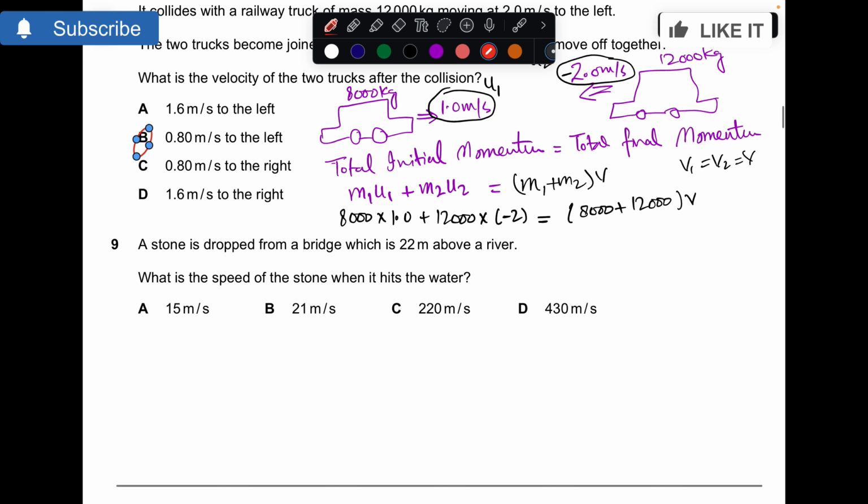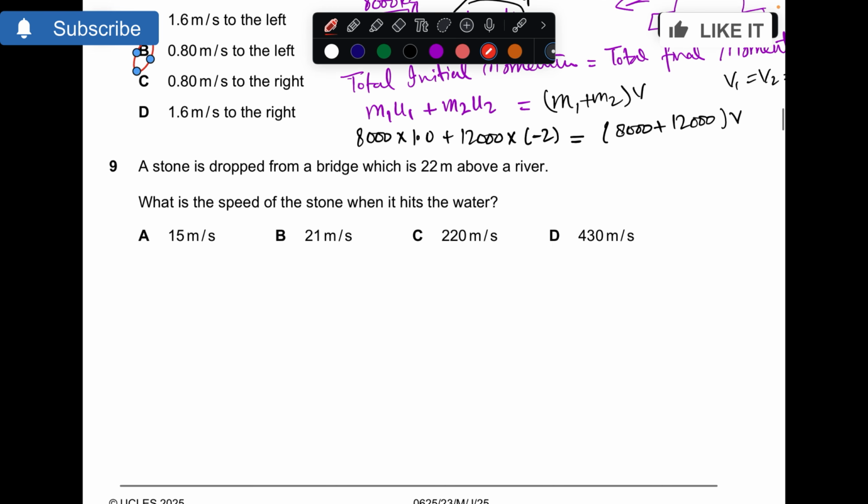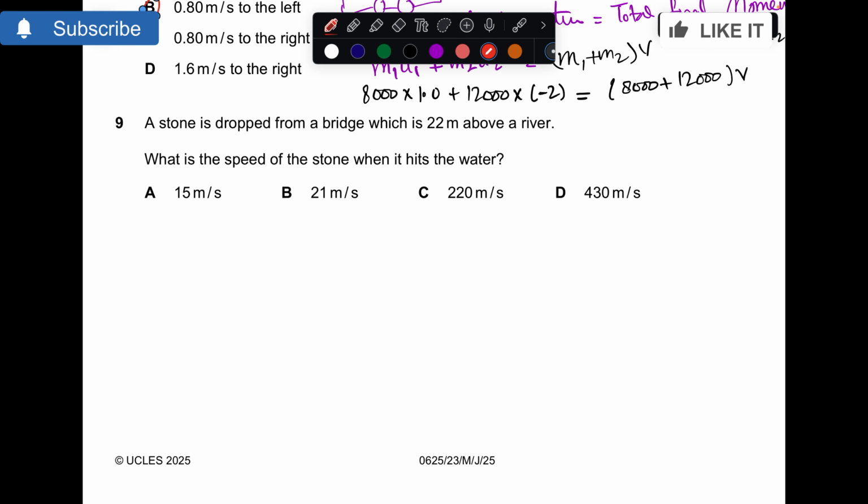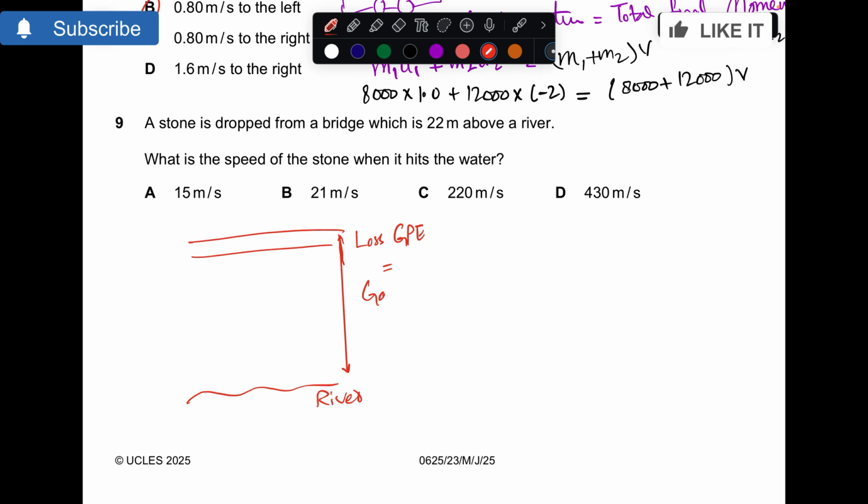Okay. In question 9, a stone is dropped from a bridge which is 22 meters above a river. What is the speed of the stone when it hits the ground? Let's suppose this is a bridge and there is a river. When it starts moving downward from this bridge, it loses gravitational potential energy, and it gains kinetic energy. When it reaches the ground, all of the GPE will be converted into kinetic energy.